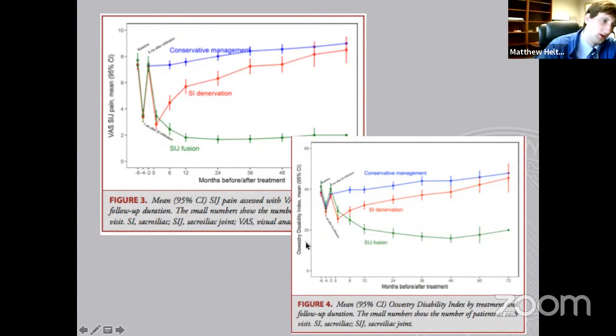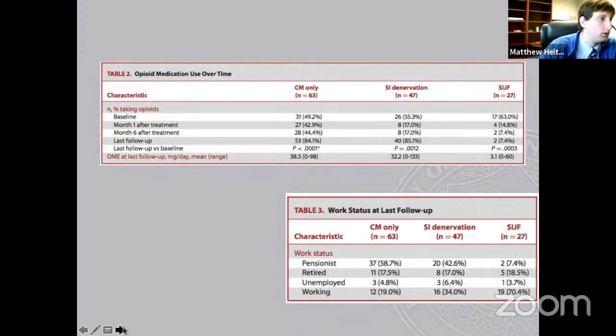Now, this looks at the Oswestry Disability Index in a similar appearing graph. You can see that SI joint fusion way out is superior to SI denervation and conservative management. Once again, SI denervation appears to just blow the smoke out of the burning building, while SI joint fusion in this series appears to put the fire out. It's one metaphor to use.